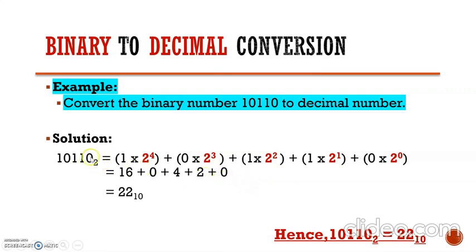So you are going to take the last digit, multiply by 2 to the power of 0. The second last, multiply by 2 to the power of 1. The third last one, multiply by 2 to the power of 2. And then 0 here, multiply by 2 to the power of 3. And 1 multiply by 2 to the power of 4. Right? And then solve that. And then sum all that, and we are going to have 22 base 10. Hence the answer is like this.